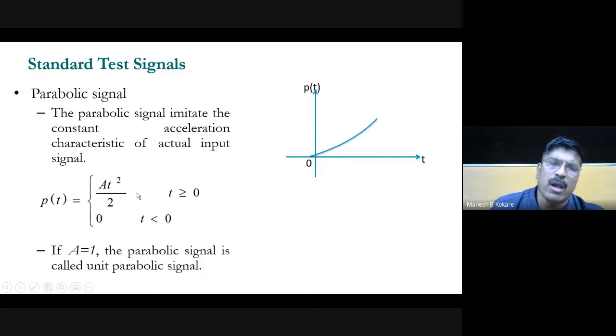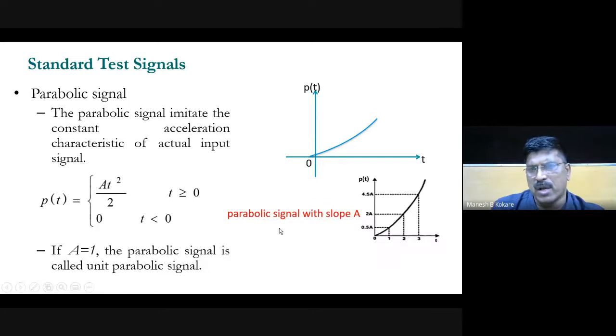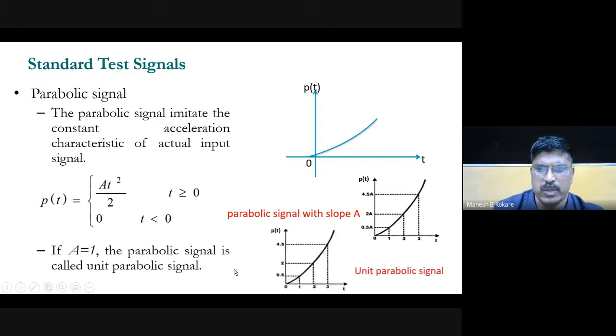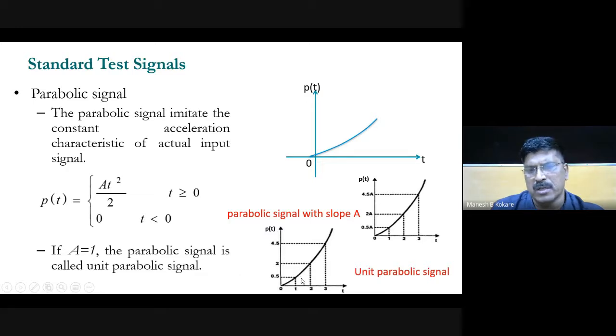when t is greater than or equal to 0, and this will be 0 when t is less than 0. If the value of a is equal to 1, at that time this signal is considered as a unit parabolic signal, right? So when a is equal to 1, this is called the unit parabolic signal.